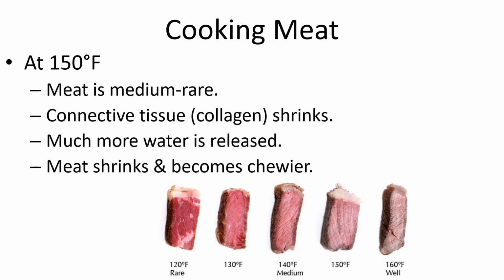By 150 degrees Fahrenheit, the meat is medium rare and is a pale pink. At this temperature, the collagen, which helps to hold the muscle together, begins to shrink and becomes chewier. Even more water is released from the meat, so the meat shrinks even more.